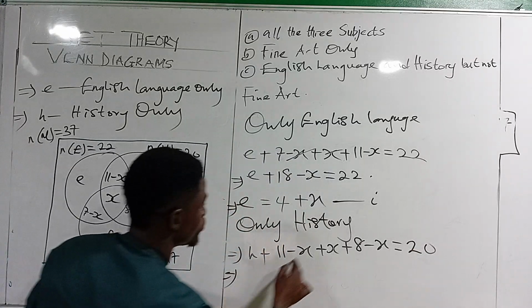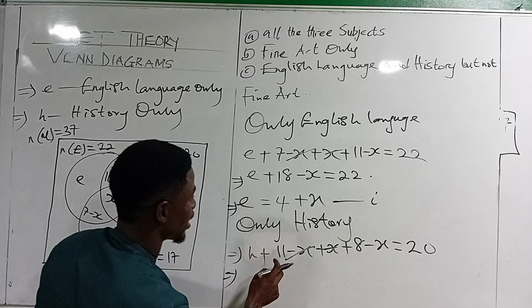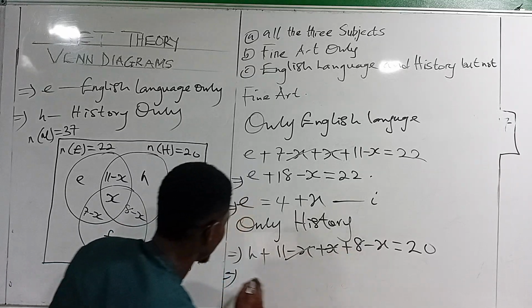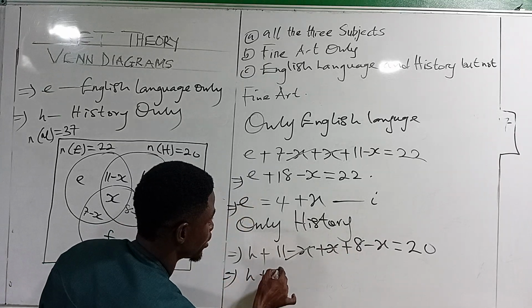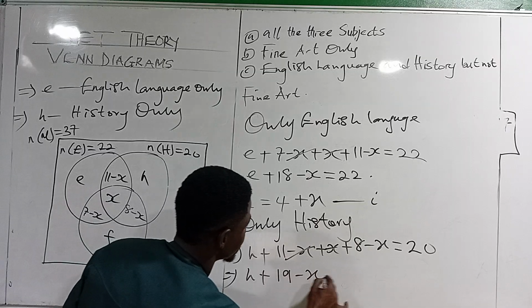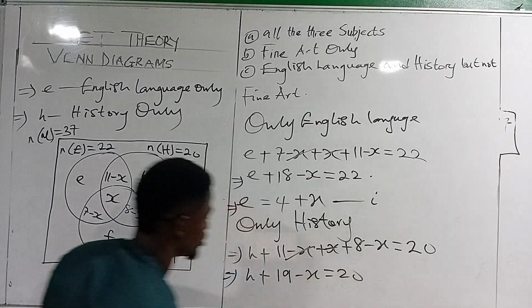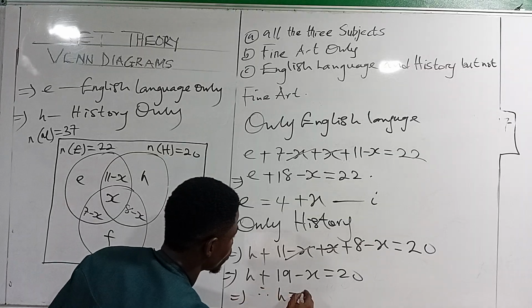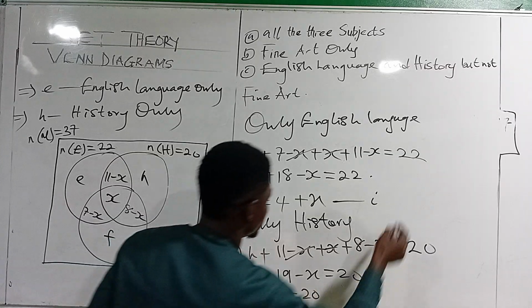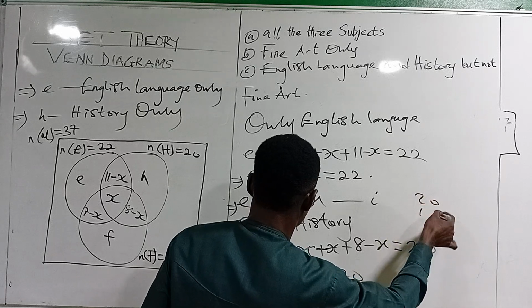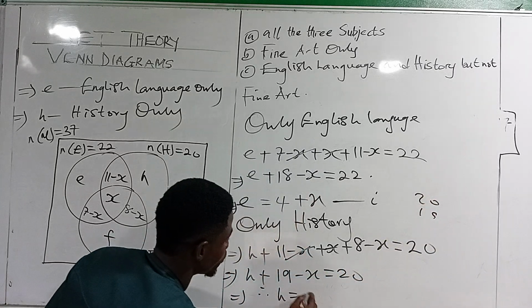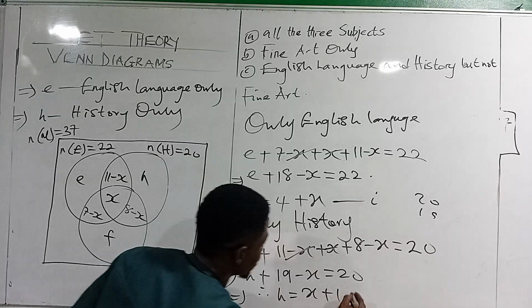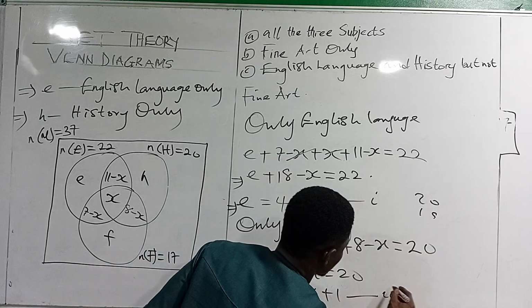Then this one can cancel out. Let's add this together. 11 plus this will give you 11 plus 19, then minus x equals 20. So we have our H equal to 20. Now just say 20 minus 19. That will give you 1. So we have x plus 1. So we can call this one equation 2.